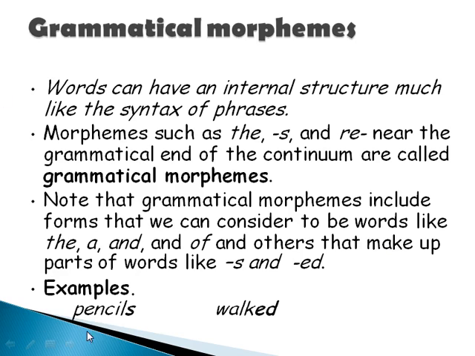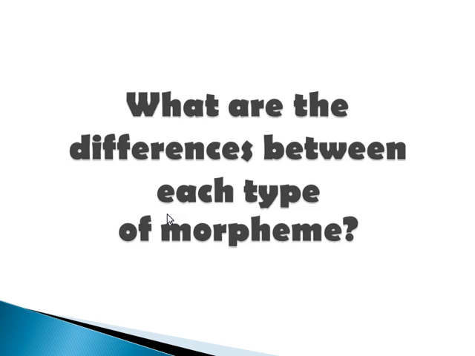Both the final s and the final ed are grammatical morphemes because they are there to fulfill a grammatical need, a need to provide number, a need to provide verb tense. So those grammatical morphemes happen to be at the same time inflectional. Inflectional morphemes are grammatical par excellence. Now, what are the differences between each type of morpheme?